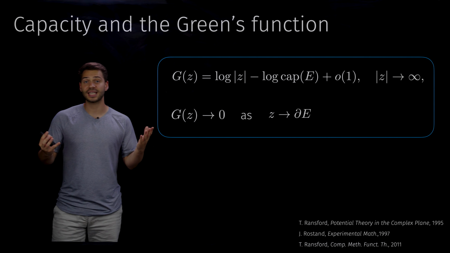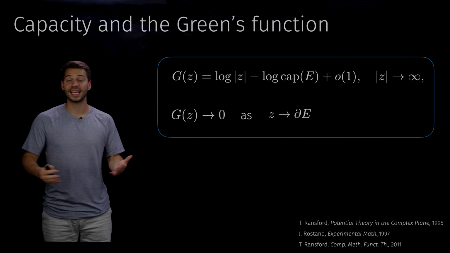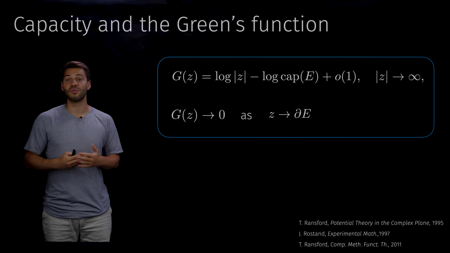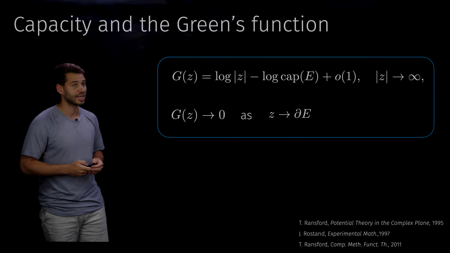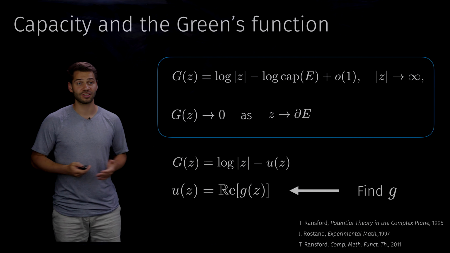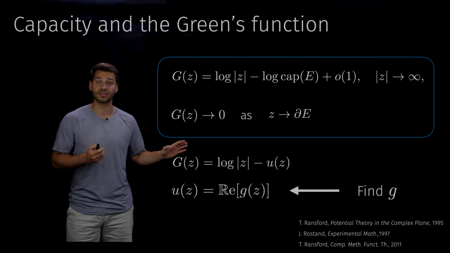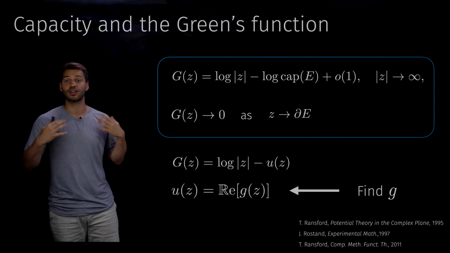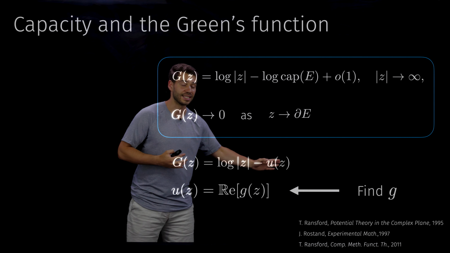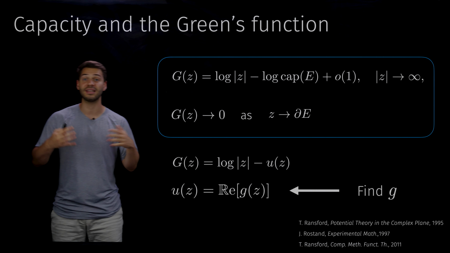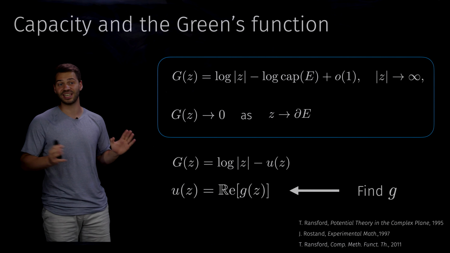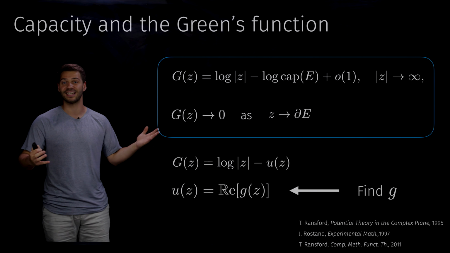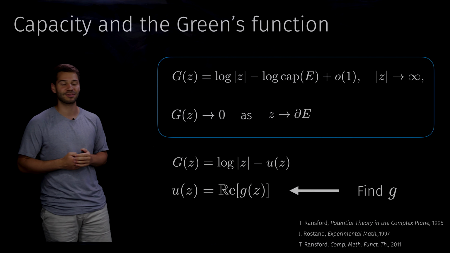The electrostatic interpretation of this Green's function is that it is the electric potential when we inject a unit charge into the set E and allow that charge to find its equilibrium distribution. We can represent this Green's function as the Green's function for a unit charge plus a correction factor. This correction is the function U, and it accounts for the boundary, partial E. Furthermore, we can usually represent U as the real part of an analytic function. I'll bring in an exception later.